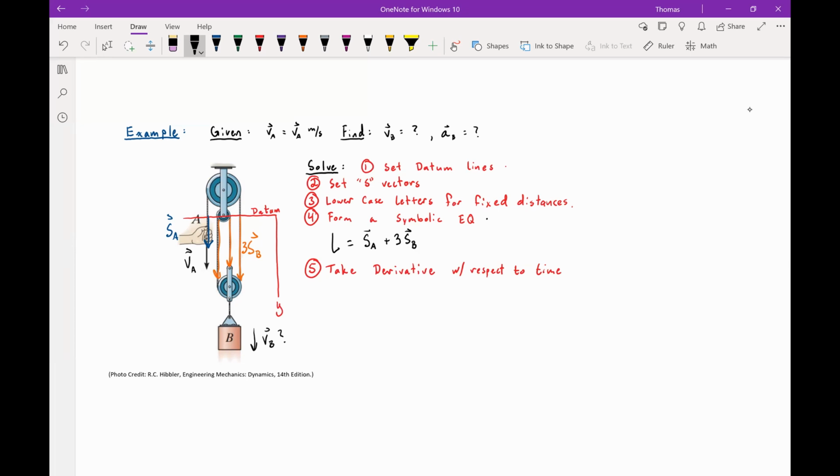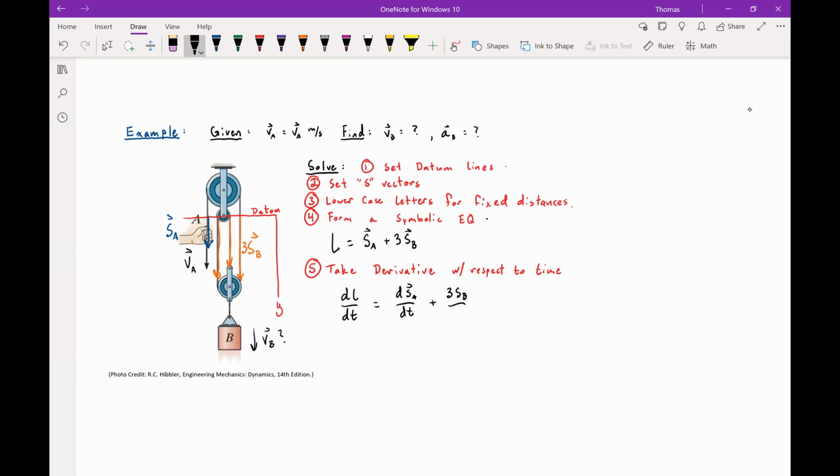Previously, we had learned that if we take the derivative of position with respect to time, we will determine velocity. Applying this to our equation will result in 0 equaling v of A plus 3v of B. As length was constant, it became 0 after taking the derivative.